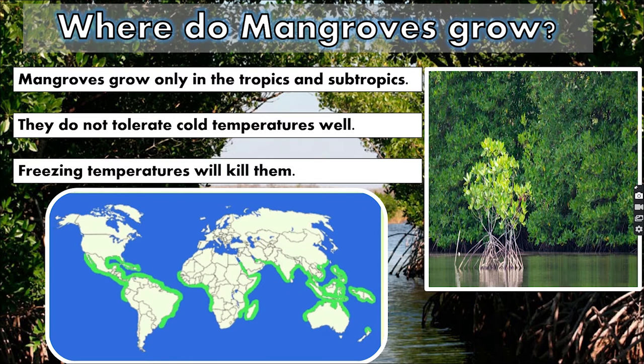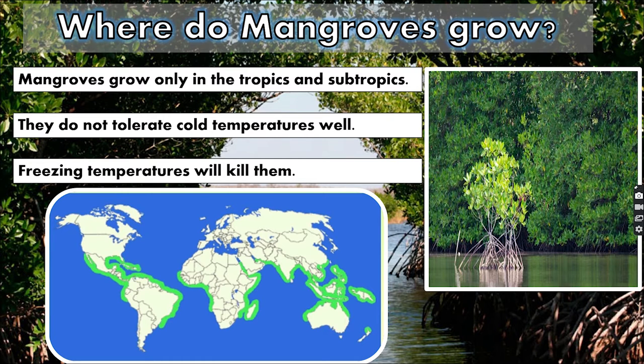Another thing that we need to know about mangroves is where do mangroves grow? Mangroves grow only in the tropics and subtropics. So we find mangroves in tropical and subtropical areas where there is regular rainfall and these areas do not come in direct contact of the sunlight. Basically these areas are moist areas, and can also be called moist forests.